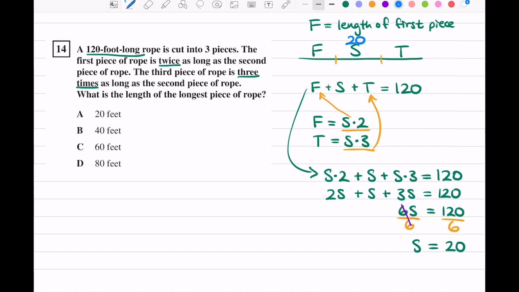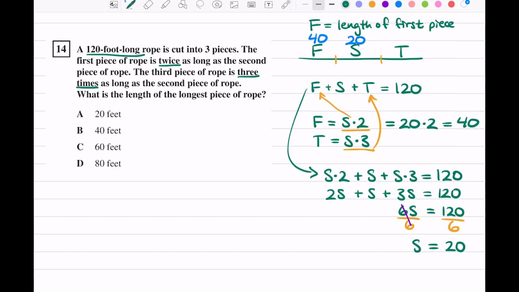So we can write 20 up here. And using our equation for f, we know that f is equal to s times 2. Now we know s, and then we just multiply that by 2, and we get 40. So the length of our first piece is 40.